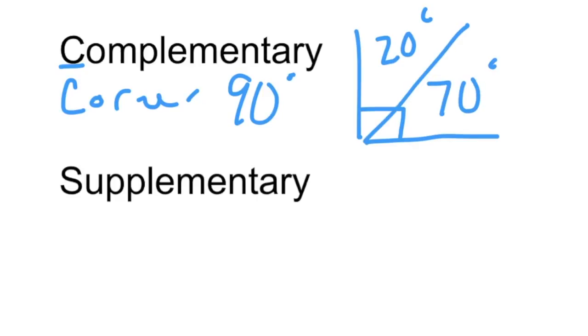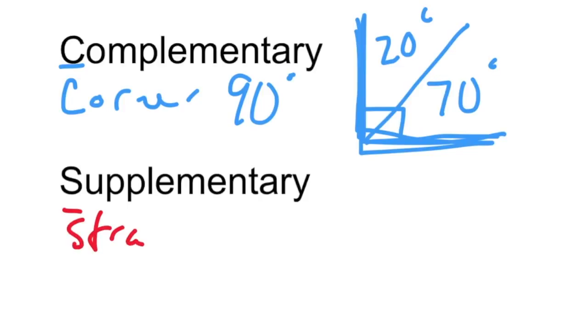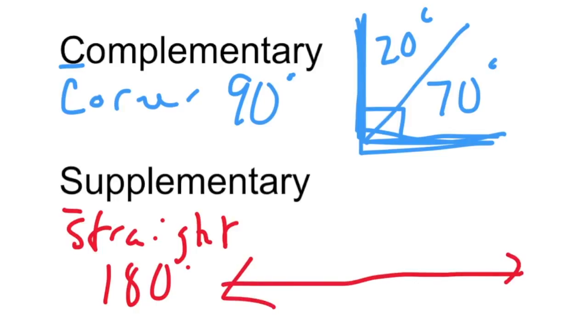Two words commonly used with angles are complementary and supplementary. Complementary makes me think of the word corner, and corners are 90 degrees. So you need to have two angles that add to 90 degrees. That's what complementary is. Supplementary makes me think of straight angles. Supplementary means two angles that add to 180 degrees.